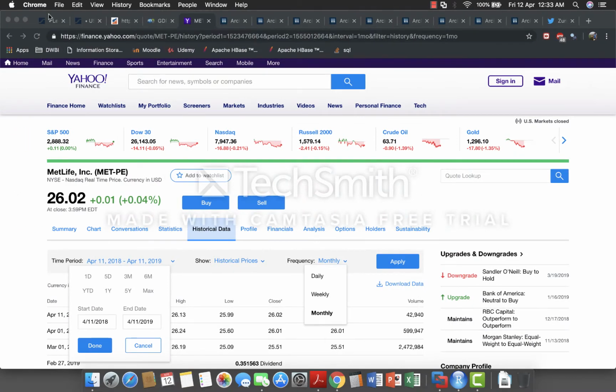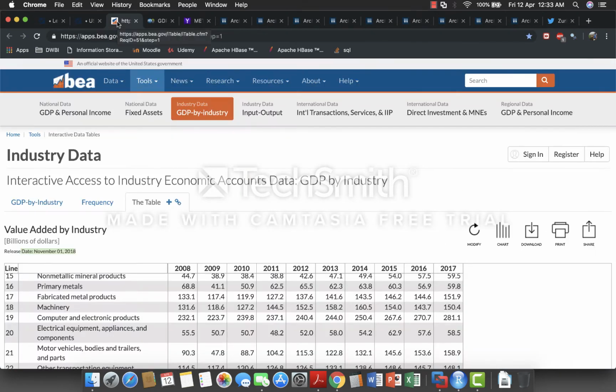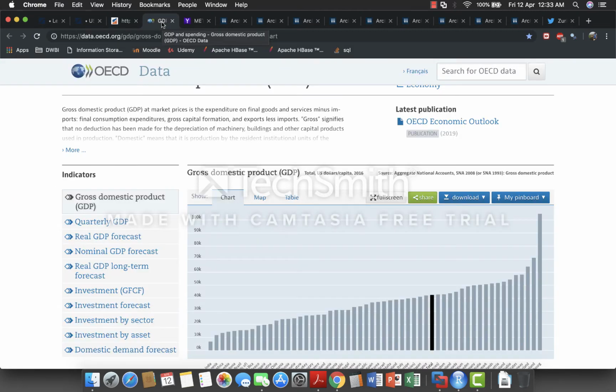My first data source is Statista, which gives me the health insurance direct premium return for the year of 2017 and the employment rate of USA. The second data source is bea.gov, which gives me the value added by industry to USA GDP. And the next data source is OECD data, which gives me the USA GDP.